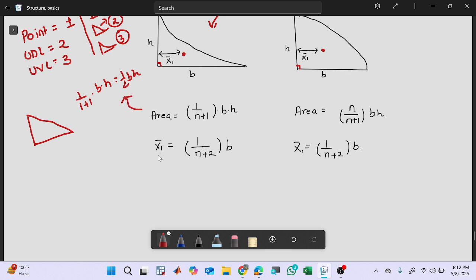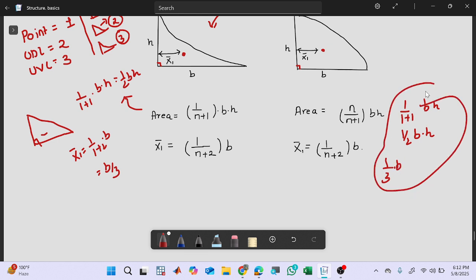Also from here, what is the CG? So x bar equals 1 divided by 1 plus 2 into b, that is b by 3. We know it is b by 3 from this. So the formula is working correctly, and you can verify from here also. If we put n equals 1, then 1 divided by 1 plus 1 times bh is 1 by 2 base into height, and here also 1 divided by 3 into b. So for all the cases it will work.